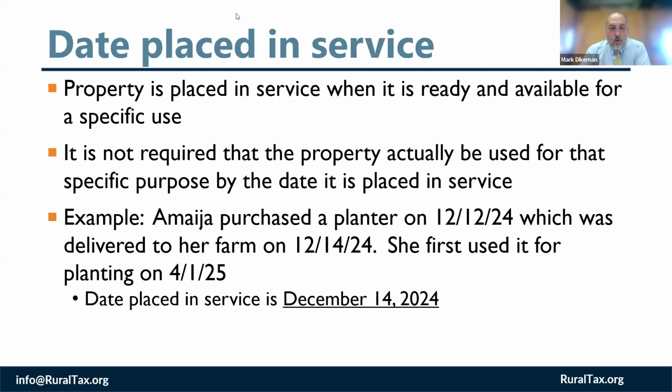As an example, our ag producer, Amaya, has purchased a planter. She purchased that on December 12th of '24. But the planter wasn't delivered to her until a couple days later, on the 14th of December. However, the planter sits there and she does not actually use it to plant anything until April 1st of the following year. So what date is it placed in service? When it is ready and available. And it was ready and available when it was delivered to her, even though she did not use it until several months later. So December 14th is the date that item was placed in service.